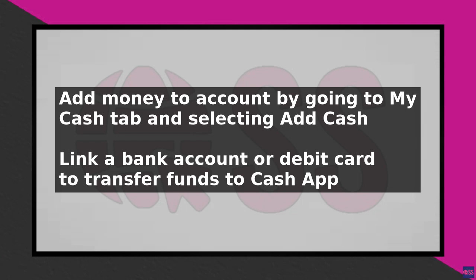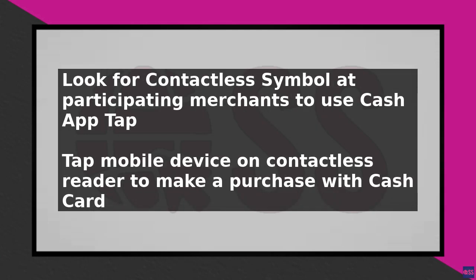To use Cash App Tap, look for the contactless symbol at participating merchants, such as coffee shops, convenience stores, or pharmacies. When you are ready to make a purchase, open the Cash App and select the Cash Card tab. Then tap your mobile device on the contactless reader. You will see a confirmation message on the merchant's screen and on your device, indicating that the payment was successful.